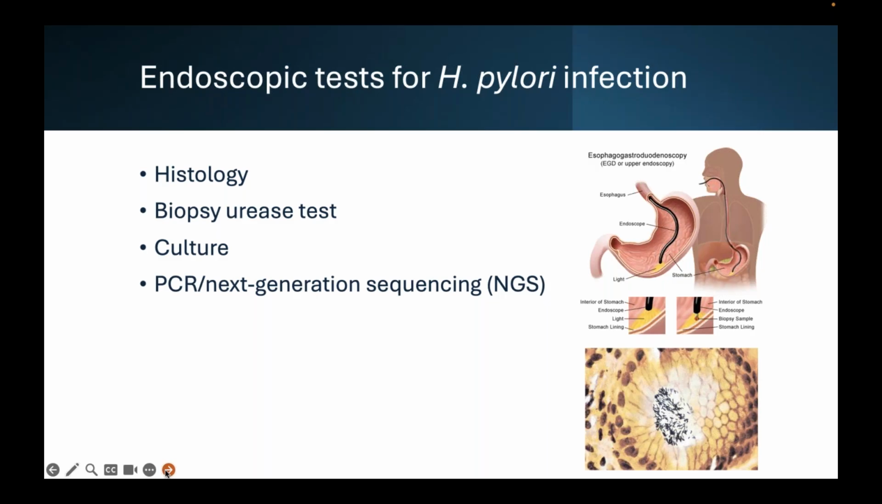And finally, a variety of molecular tests have been developed in the last few years, including next generation sequencing. And these all have the ability not only to diagnose H. pylori, but probably more importantly, to work out resistance patterns using the genotypic fingerprint obtained during sequencing. Next slide.